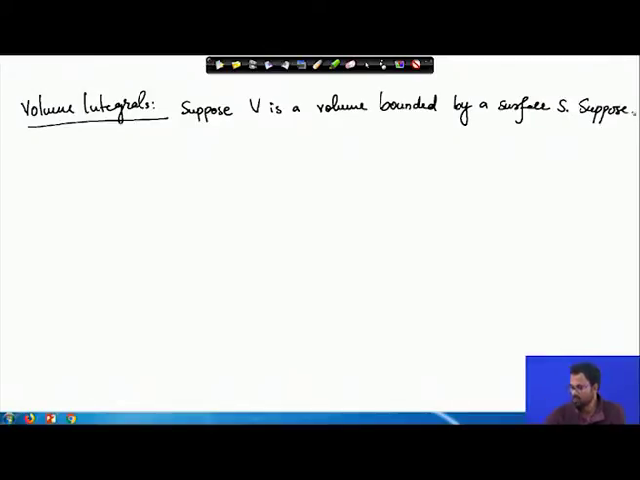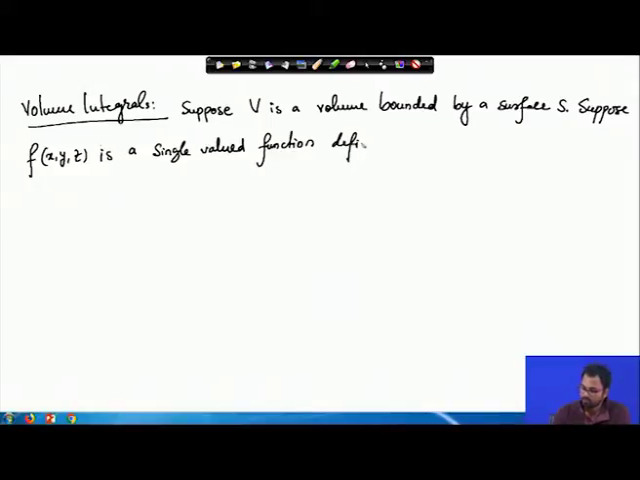Suppose f(x, y, z) is a single valued function defined on V. That means f(x, y, z) is defined on capital V. So it maps from V to the set of all real numbers, and then we can define the volume integral.